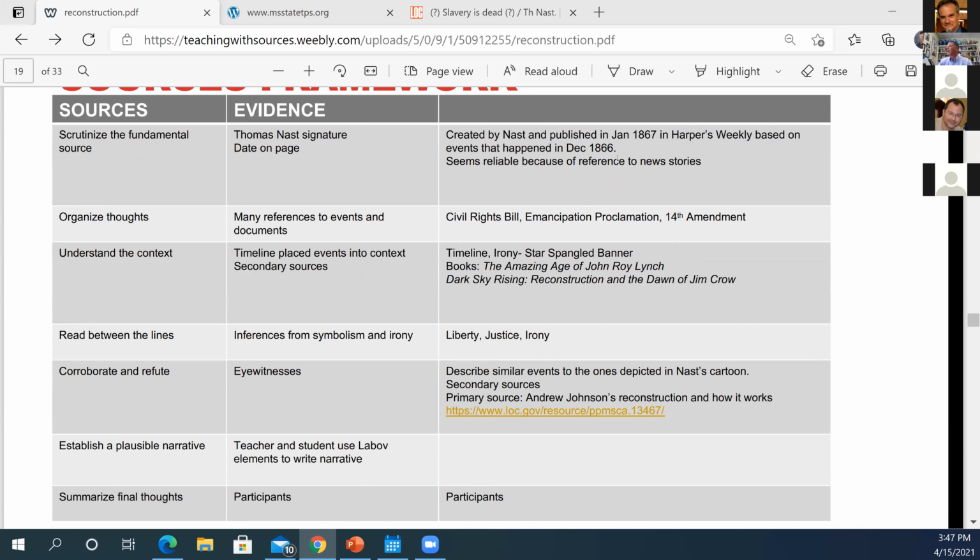We find that actually on the source, okay? Organize our thoughts. Hey, they want to know about the Civil Rights Bill, Emancipation Proclamation, 14th Amendment. And we were able to do that on the ThingLink. And so I think by doing the sources early and then coming back to it, we're able to show the students how we're drawing on sources to develop a fuller thought. And in a minute, I'm going to get to the narrative.